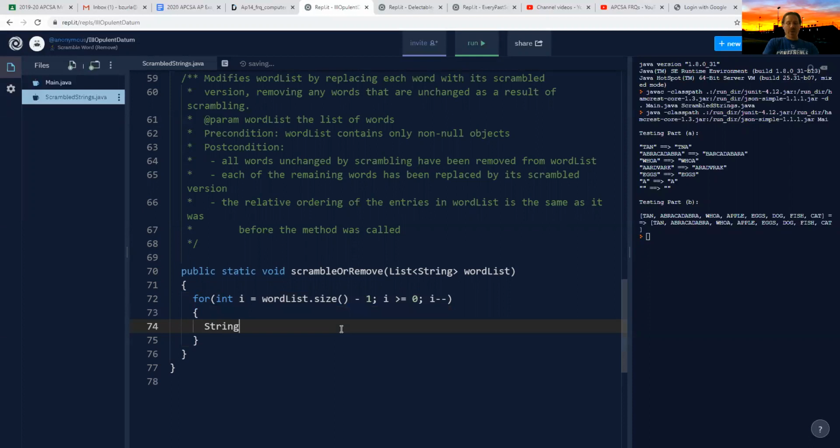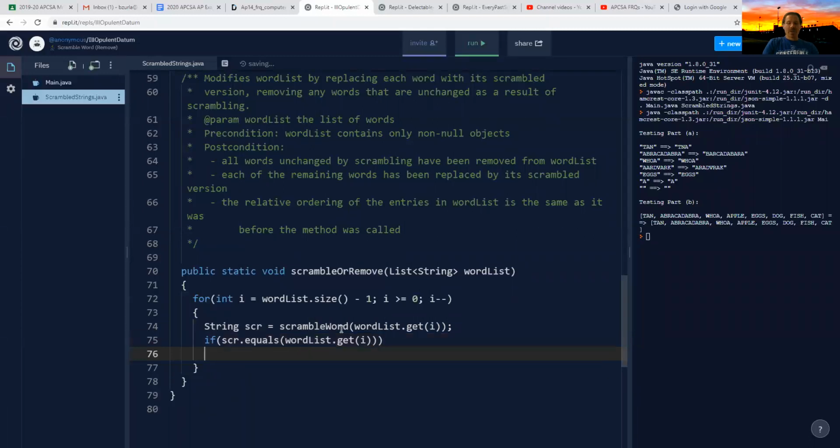Now, that method that we wrote in part A hands us a string, and we have to give it a string. So from the word list, we're going to get string i, and that's the first word in the word list, or the last, I guess, depending on how we enter the loop. Now, if this word, scr, I was thinking short for scrambled, equals that word that we just got from the word list, well, then that's a problem. If that happens, we need to remove it. So we're going to say word list, we're going to use the remove method of array list to take that out.